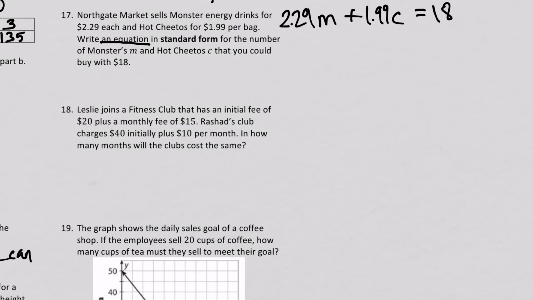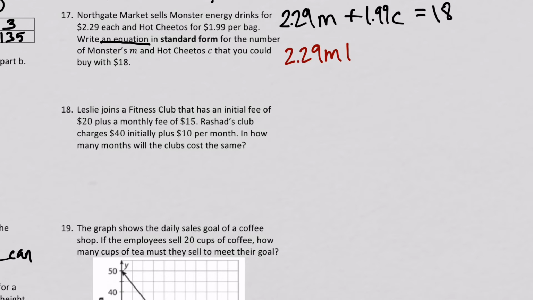Okay, and that's what we did earlier in the chapter. Towards the end of the chapter, we talked about inequalities. So maybe you have $18, but you don't want to spend the whole thing, right? You want to spend at most $18. That's all you have. You could spend less than that, but not more than that. In that case, our inequality would look like this.